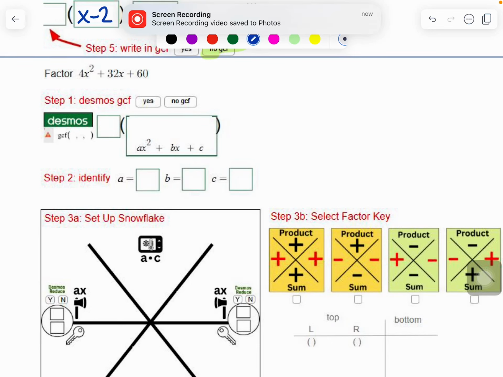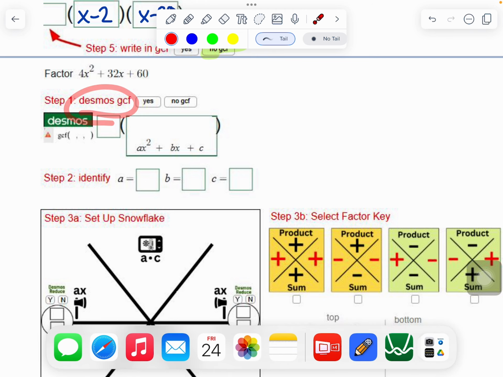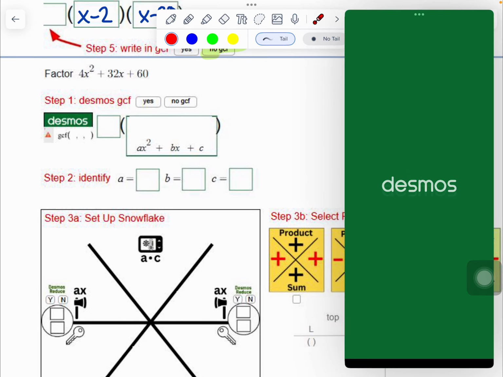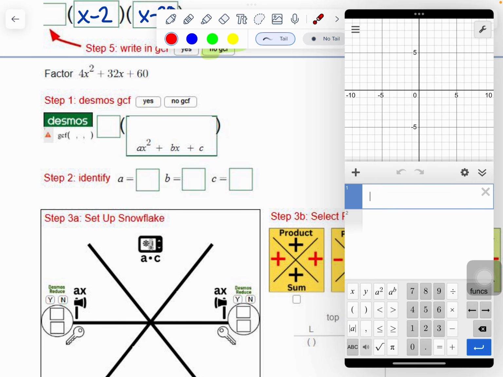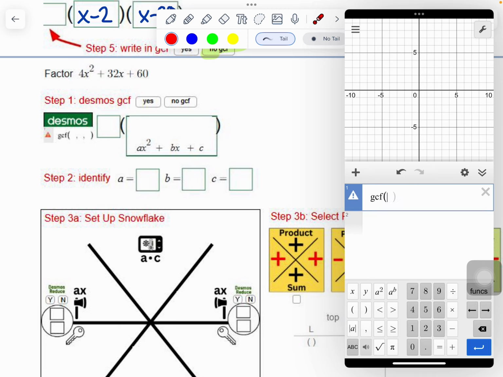All right, we're going to do another one. Step one is we need to find the GCF using Desmos. So go ahead and type in GCF. And we're going to put our three numbers in here, 4, 32, and 60. So ABC, then hit GCF, open parentheses, 4, comma, 32, comma, 60.